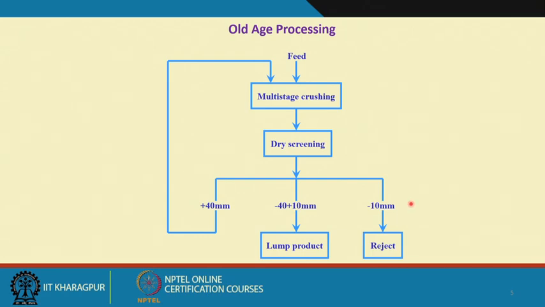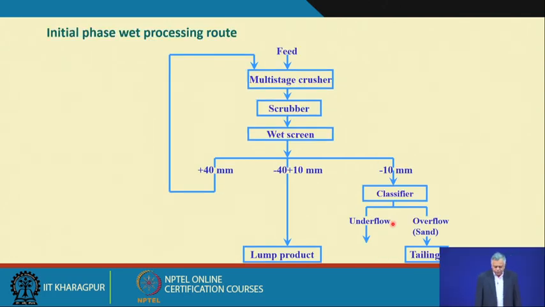Now, with the development of sintering technology, you see the next round of processing. That was a dry process because it was only crushing and screening. Now we have started thinking of implementing a wet processing route. As you have got unmined ore, now you have multi-stage crushers and scrubbers. Scrubber means you have basically the clays associated with your mined iron ore.